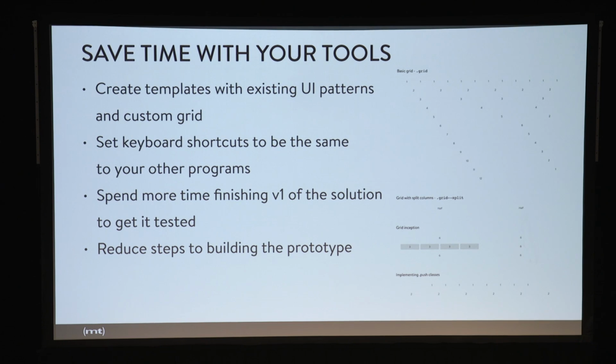So to save time with your tools, definitely look at creating templates. And these templates can include existing UI patterns and have a custom grid that your team may be using or that your site may be using. Look at creating keyboard shortcuts. So certain programs that I may be using when it comes to Adobe Creative Suite, that I have OmniGraffle, and then even Sketch, they all have slightly different keyboard shortcuts. What I like to do is actually go into the system keyboard preferences and update those keyboard shortcuts for those programs so that they're all similar and I'm not constantly having to spend time remembering what those shortcuts are.